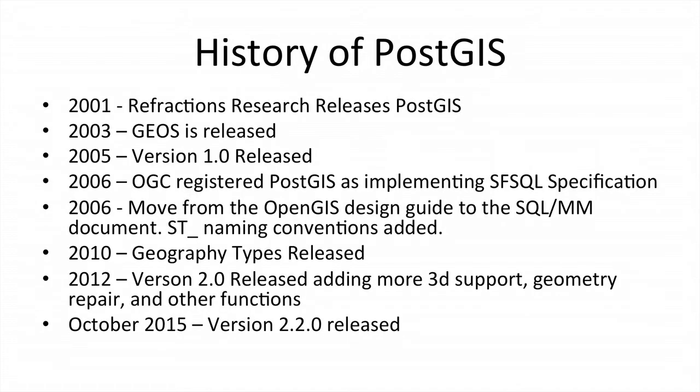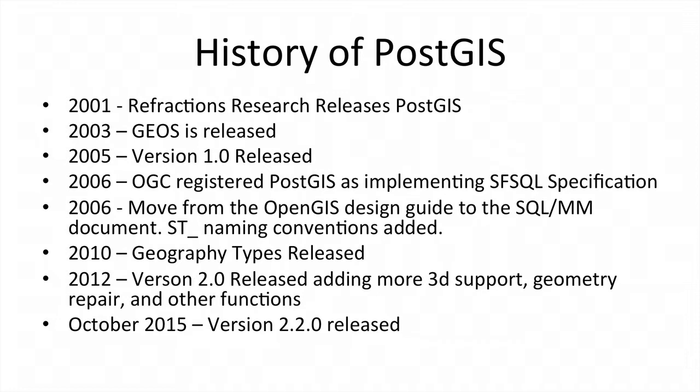Okay. So PostGIS started quite a while ago, back in 2001. It was first released. In 2005 it found its version 1.0 release. It uses the GEOS library. GEOS is a spatial library that was ported from the Java Topology Suite into C++. And then eventually it moved from the OpenGIS design guide to the SQL multimedia document. That's where you get the ST underscore naming conventions that you'll see were added.